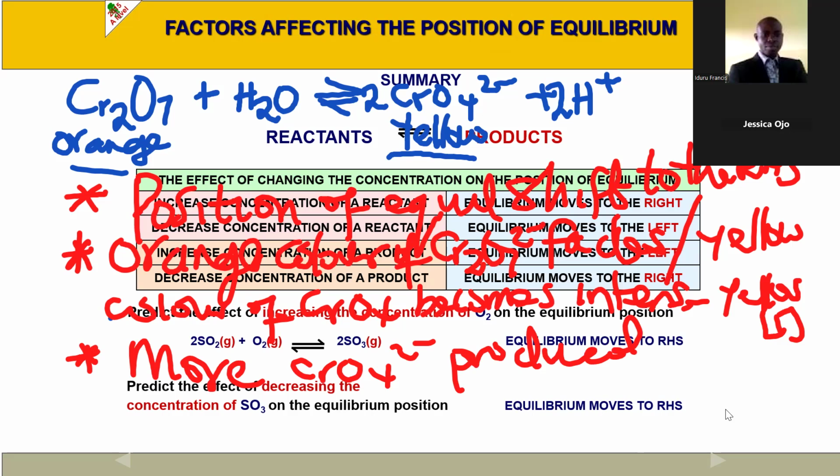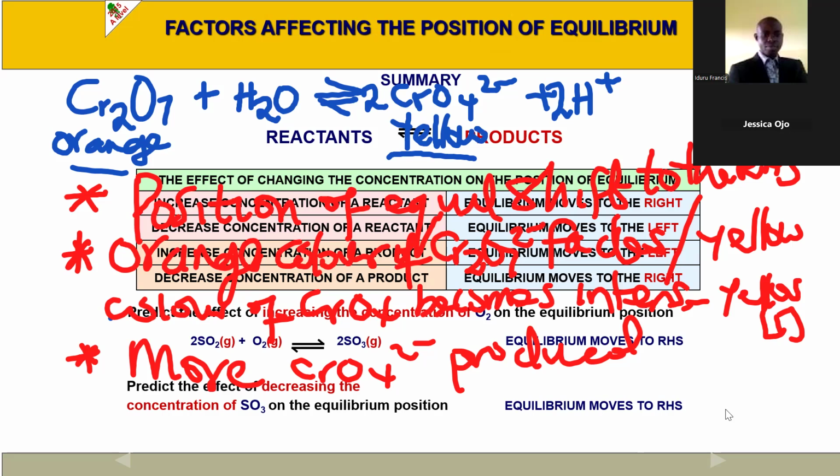So the two major ones are the first two: position of equilibrium shift, or the color changes, orange color fade, yellow color become intense, or simply orange color. The two of them will be 1 mark. Then more CrO4 2 minus is produced. That is about that one.